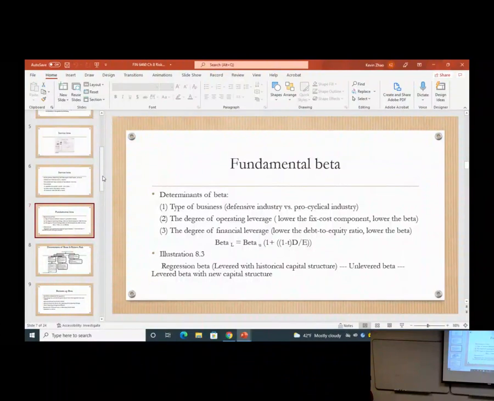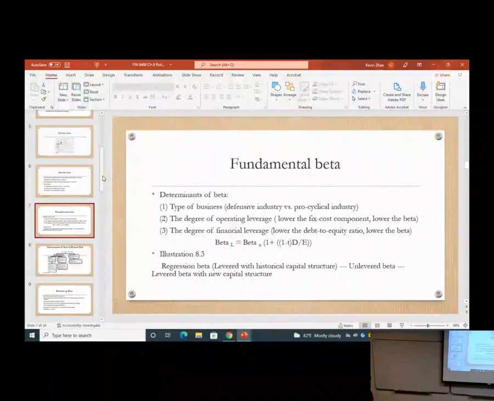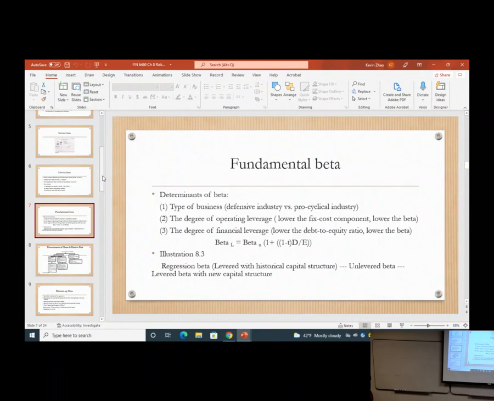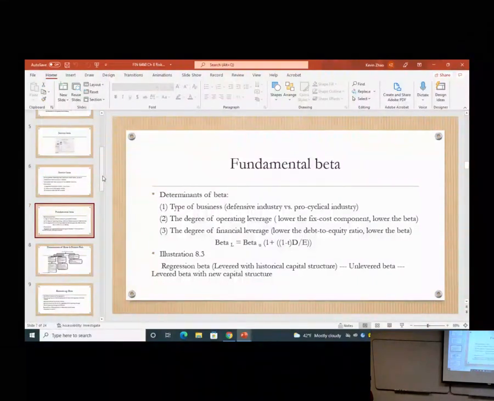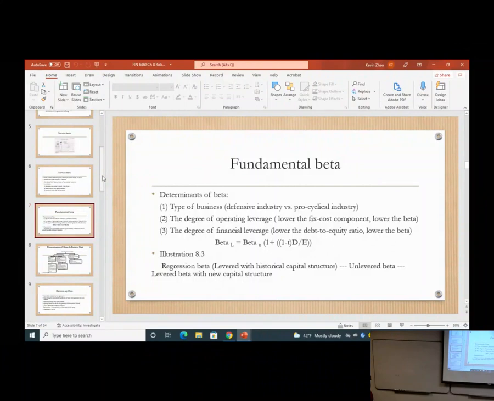So here we have this very fundamental equation revealing the relationship between levered beta versus unlevered beta. So what is the levered beta? Levered beta is the beta after the company takes the leverage, takes the financial leverage. Unlevered beta is the beta assuming the company has zero debt.